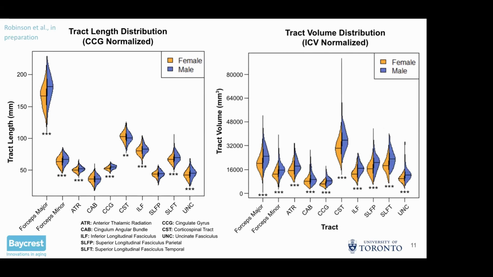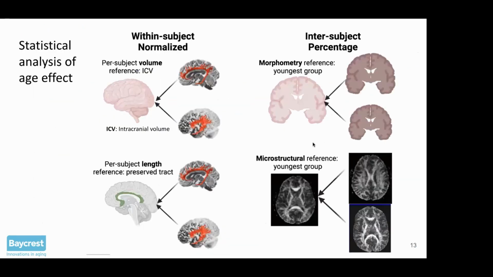So the way that we did this was we chose a volume reference here. In this case, for volume metrics, the conventional way is to normalize by the intracranial volume, which is obviously different between men and women. And for tract lengths, we normalize by one selective structure, the length of which does not really vary with age. So this is how we selected the normalization reference.